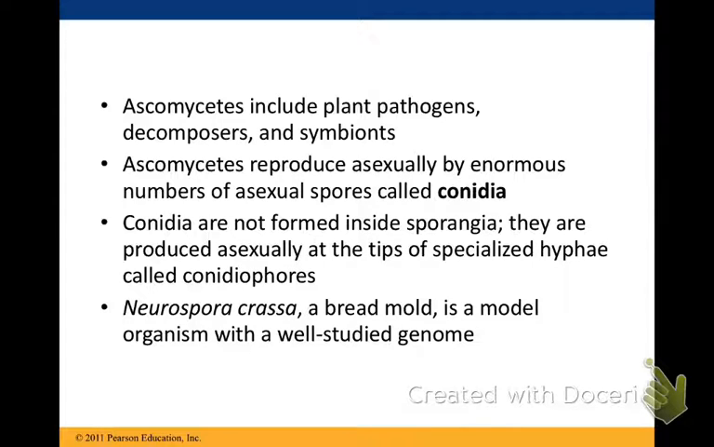And ascomycetes reproduce asexually using a structure called a conidium. So conidia are different than sporangia because they do not enclose the spores. The spores just bud off the tips of the hyphae and then can be distributed by air.